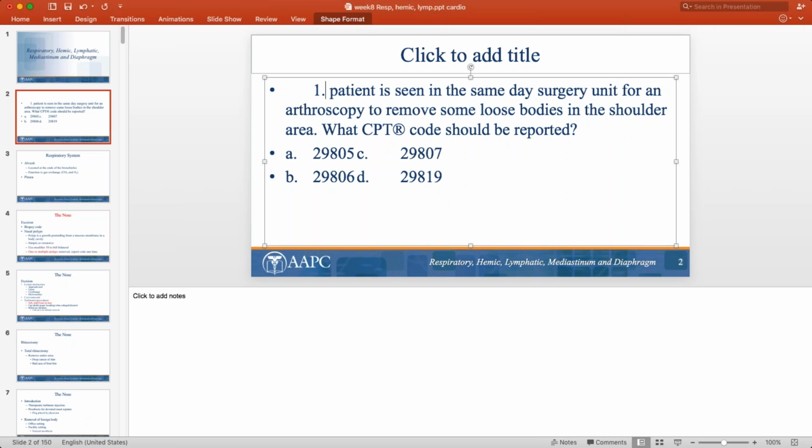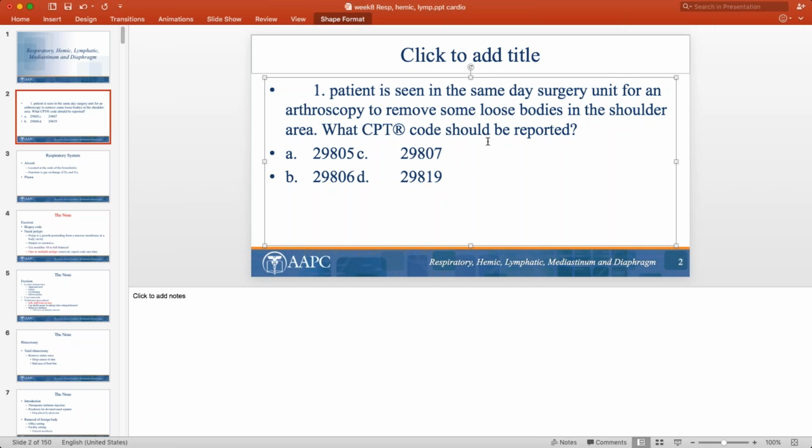CPT code 29819. That's arthroscopy with removal of loose bodies or foreign body, right? Because it said arthroscopy. That was the key thing there. It said arthroscopy, which started on CPT 29806, but that just said arthroscopy, shoulder. It didn't say anything about removing the loose bodies, but it does in CPT code 29819. And like I said, you could have had the page open. Once you see the CPT, you could have had the page open and then start to read through what the question's asking. Now you know what detail you need to look for in your CPT code. Okay, so number 1 is D. Very good.